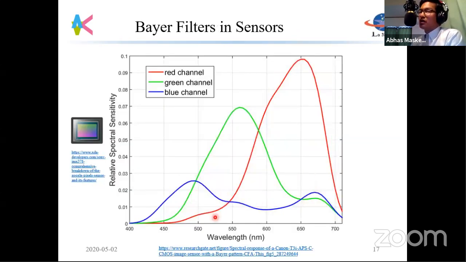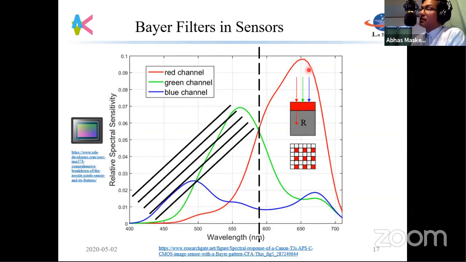This is how the pixel is sensitive to light. You can see the same image sensor is sensitive to blue, green, and red. If we just want the red, we put a filter and cut off the rest of it, and we only receive this. So only red is being represented.